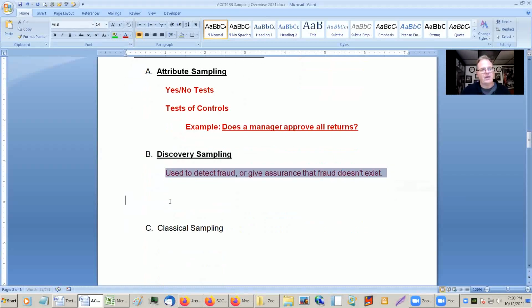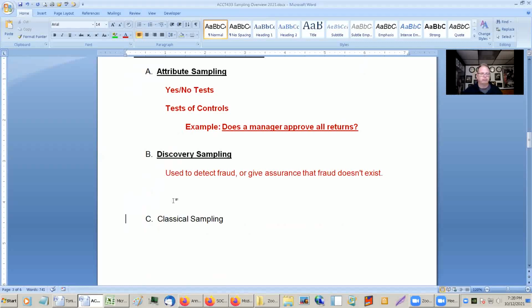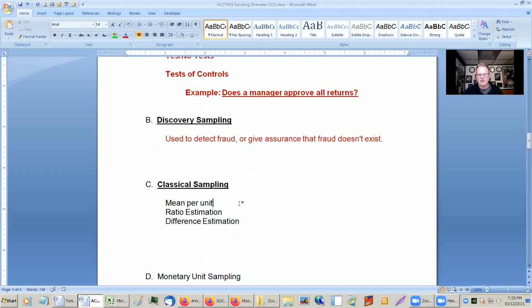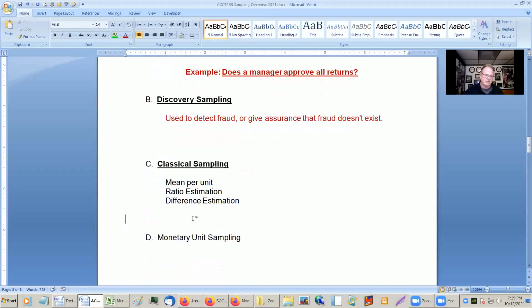Okay. Classical sampling. We already did this. Next week, we'll review it. Mean per unit. Ratio estimation and difference estimation. Oh yeah, you guys did those. As did this monetary unit sampling.